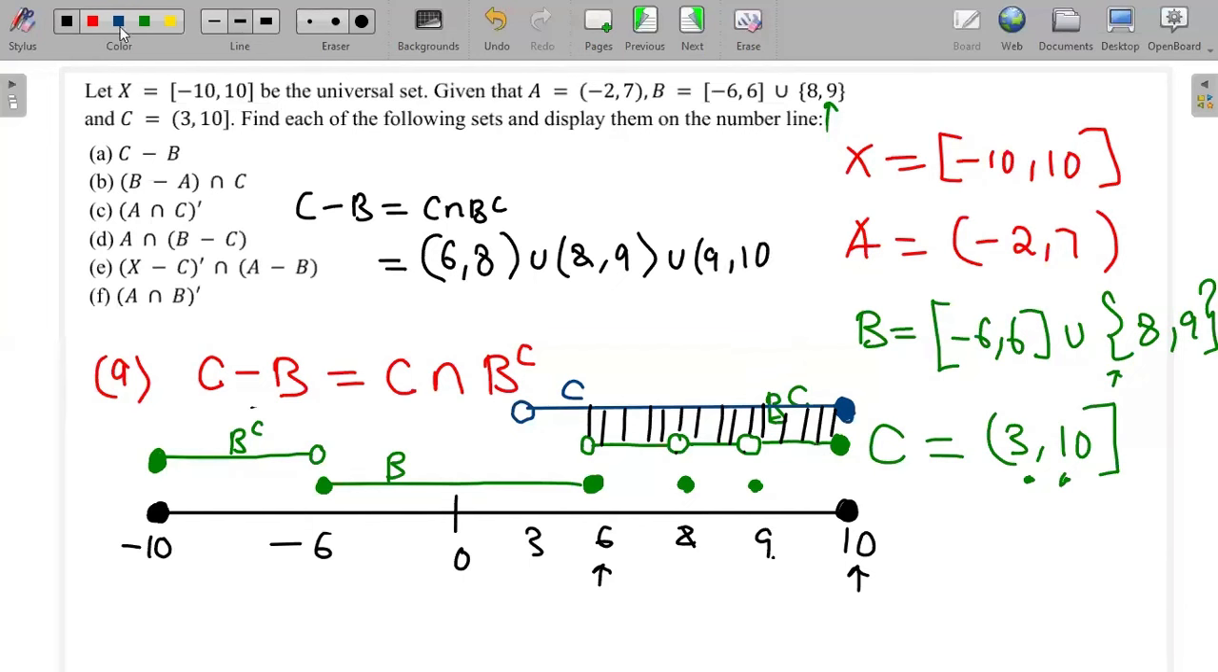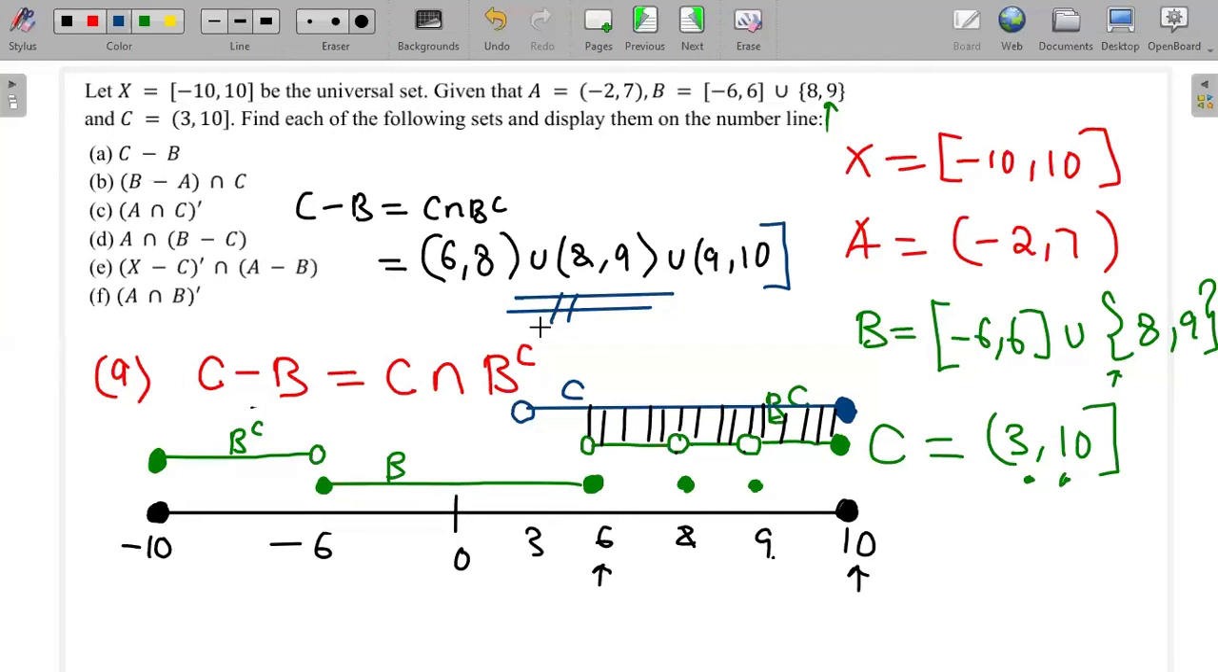We see that yes, it's a part of the C, because here at the end for the C it's shaded. And then is the 10 a part of the B complement? Yes, because here again it's what is shaded. So on the 10 I'm going to write a square bracket like that. So this set here is actually our C minus B, or C intersection B complement.